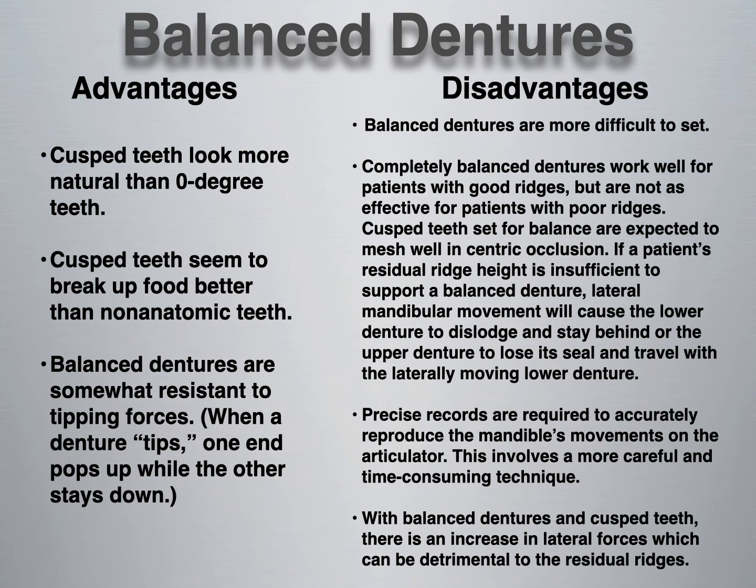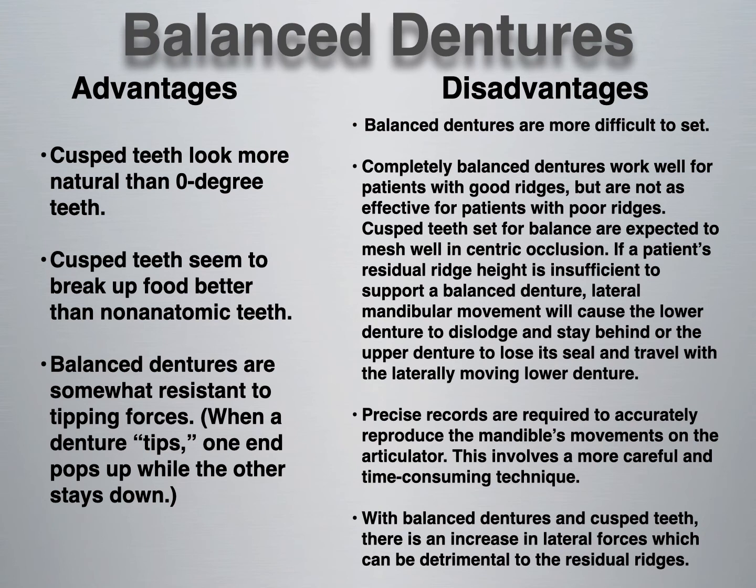Precise records are required to accurately reproduce the mandible's movements on the articulator, which is very true. We talked about maxillomandibular relationships, our centric bite, centric relation. We have our left lateral bite, right lateral bite, protrusive bite. All these records really need to be used with at least a semi-adjustable articulator in order for you to truly create a bilaterally balanced or completely balanced occlusion for dentures.